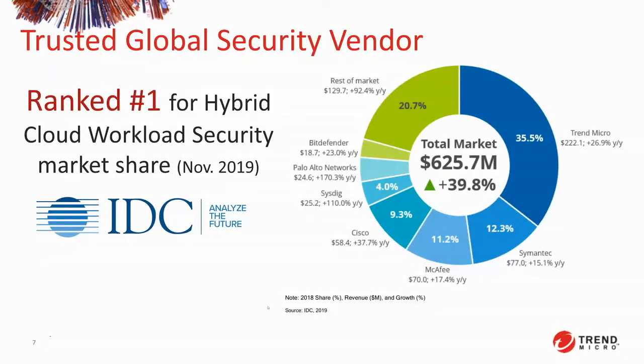Ranked number 1 for hybrid cloud workload security market share, as per November 2019. Trend Micro, as per this chart, has 26.9, which is almost 27%, year-over-year growth, and 36% of the market share, which is ranked number 1 as per IDC.